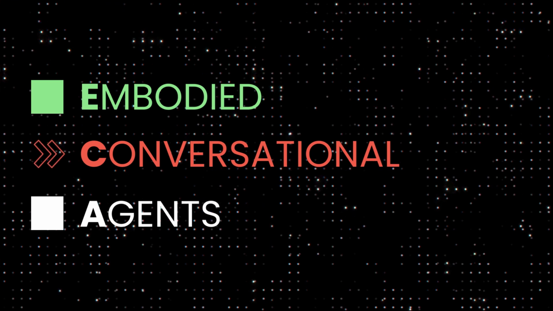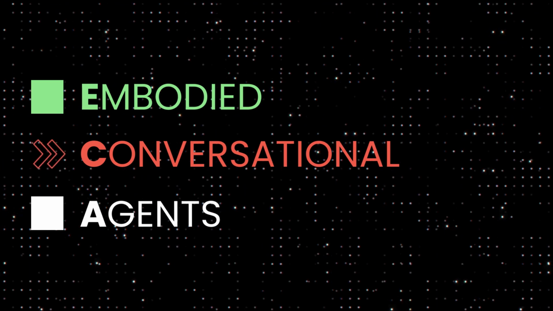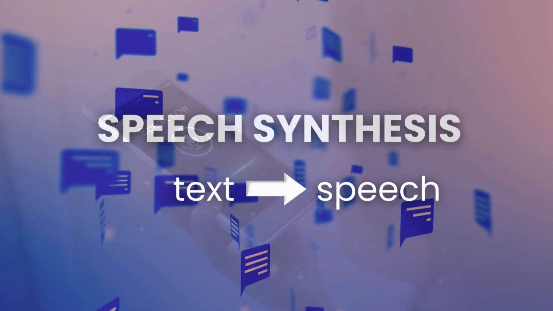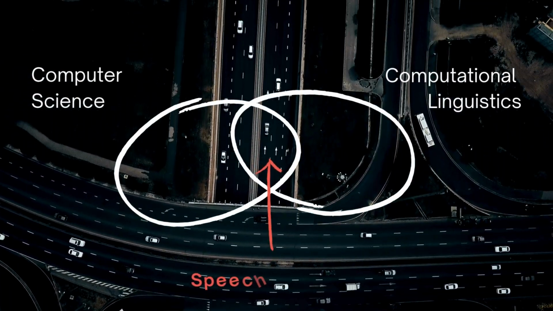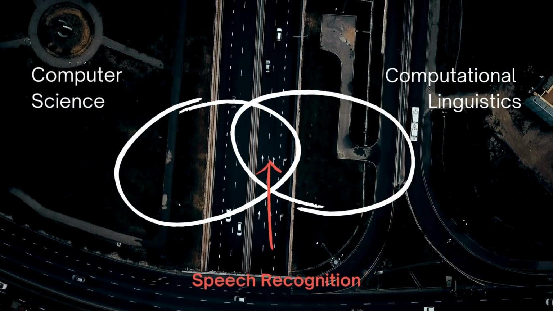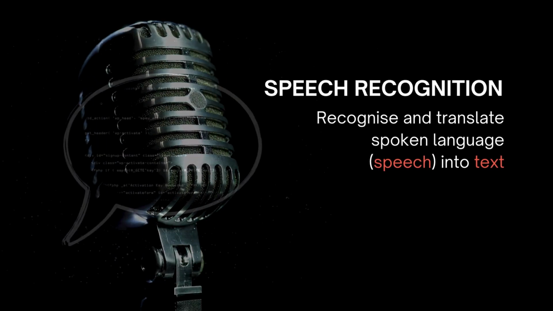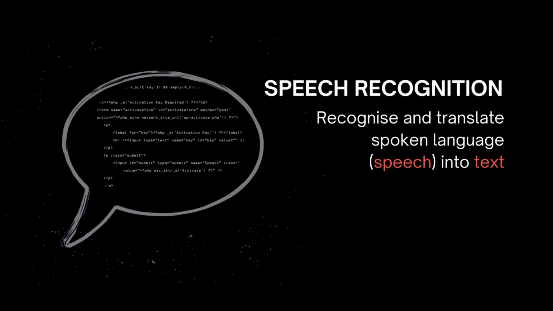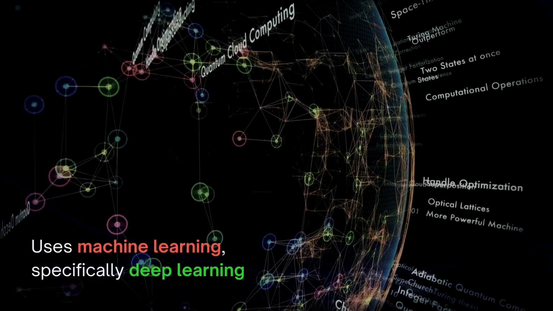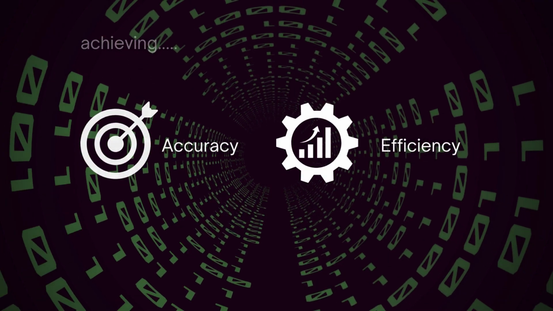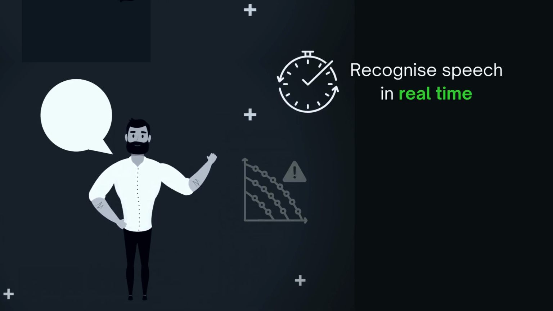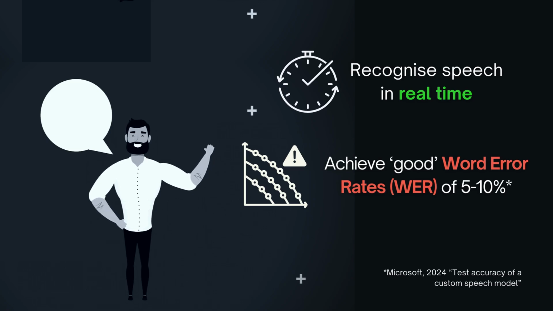Now let's examine the conversational aspects of ECAs. We'll be looking at both speech recognition and speech synthesis. Speech recognition is an interdisciplinary subfield of computer science and computational linguistics, focused on developing technologies that enable computers to recognize and translate spoken language into text. Advanced speech recognition models leverage cutting-edge techniques in machine learning and deep learning to achieve high accuracy and efficiency. These models also recognize speech in real time, ensuring a user-friendly and smooth experience with word error rates as low as 5%.